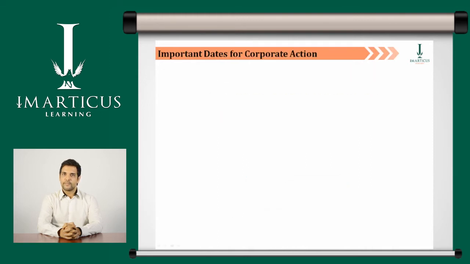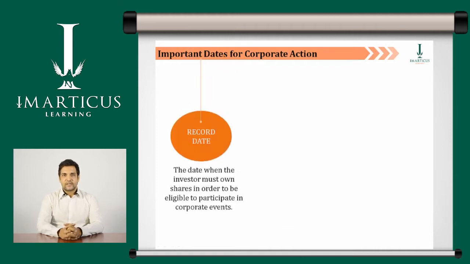Moving on, the important dates for corporate action are as follows. Record date. It is the date when the investor must own shares in order to be eligible to participate in corporate events. The date decided by the company to determine the shareholders who are entitled to receive the bonus shares. After the announcement of the bonus, but before the record date, the shares are referred to as cum bonus. After the record date, when the bonus has been given effect, the shares become ex bonus.